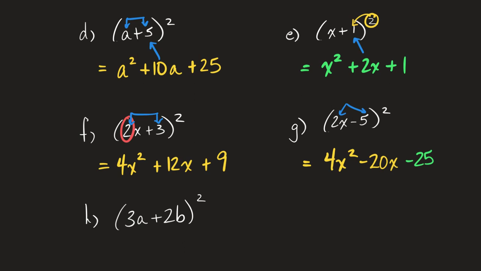When I finish off to get my green term, I have to take that squared, that exponent 2, and apply it to my last term. That last term is negative 5. So when I square a negative 5, then I'm going to get a positive 25, not a negative 25. That is a super common mistake.